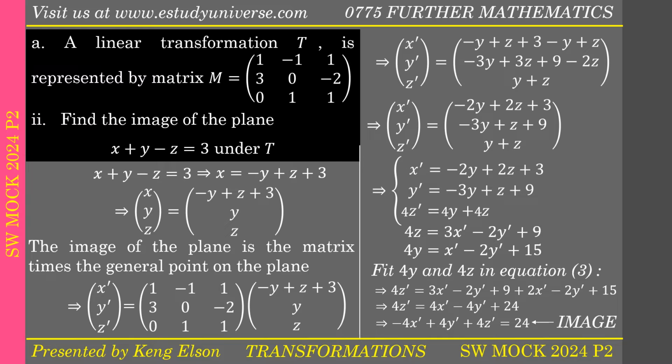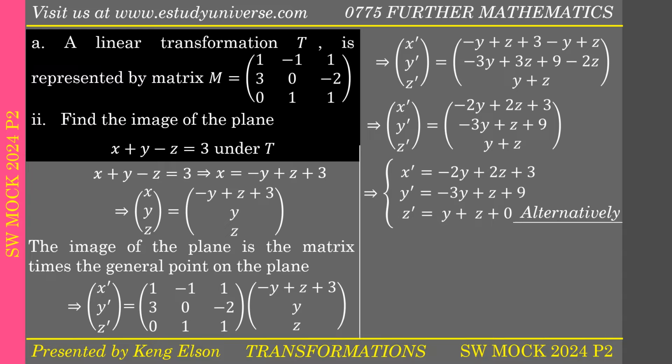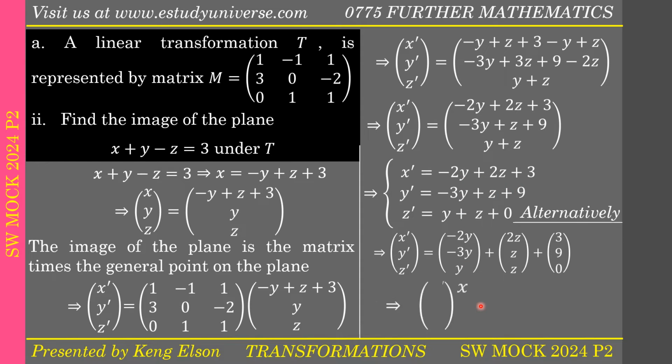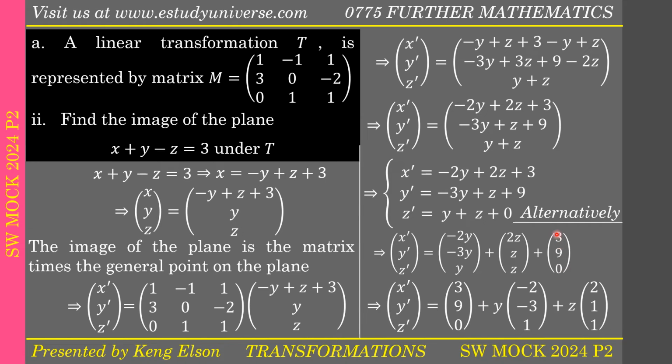I am going to use another alternative method to find the image. So alternatively, we could identify the above equation as, now I'm going to pair negative 2y, negative 3y, and y. I call it one vector. Then I pair all the z's together, 2z, z, and z, another vector. And then since actually it was y plus z, we can just add 0. We have not changed anything, so that we have a vector 3, 9, 0. We realize that if we do the vector addition, we are going to get back to the previous system of equations.